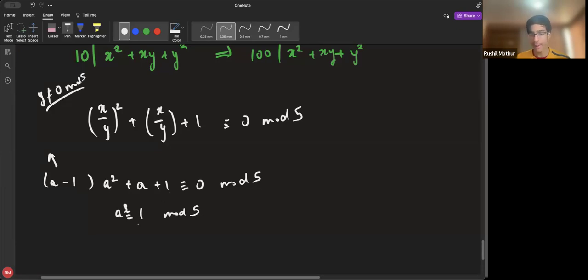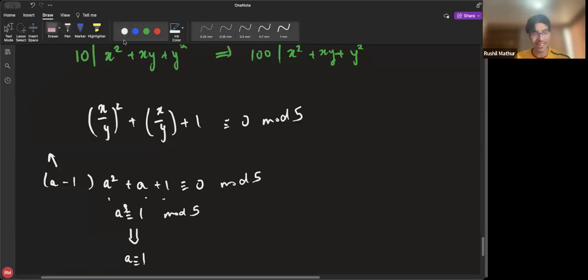So a cube has to be 1 mod 5, but then a cube is only 1 mod 5 when a is 1, right? So this should imply that a is 1. But that fails. So this whole method has to be wrong because y was indeed 0, which implies that x also was 0. So that is one thing that works.